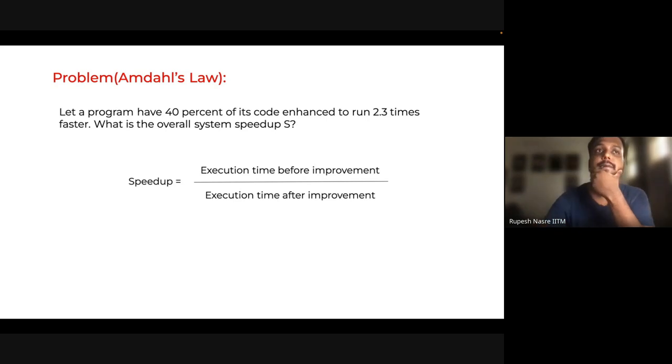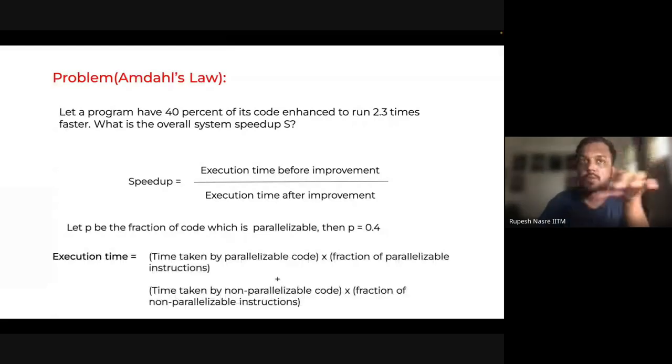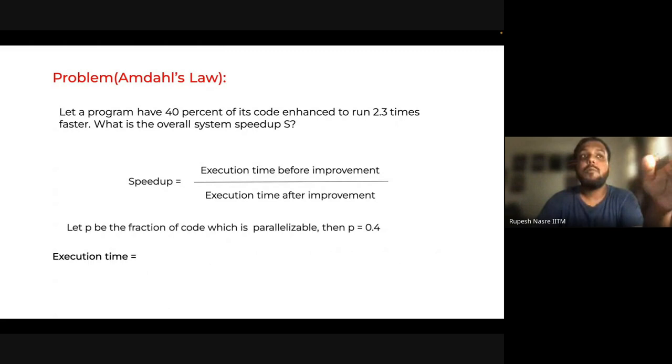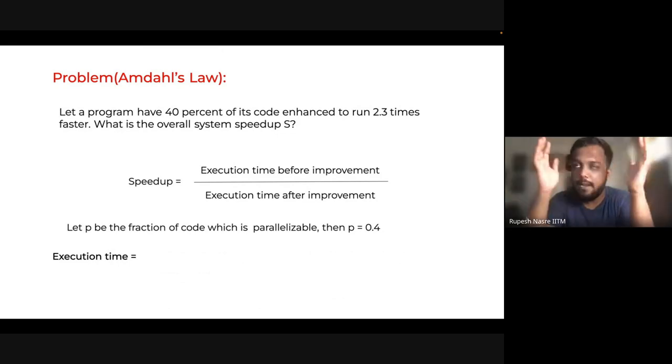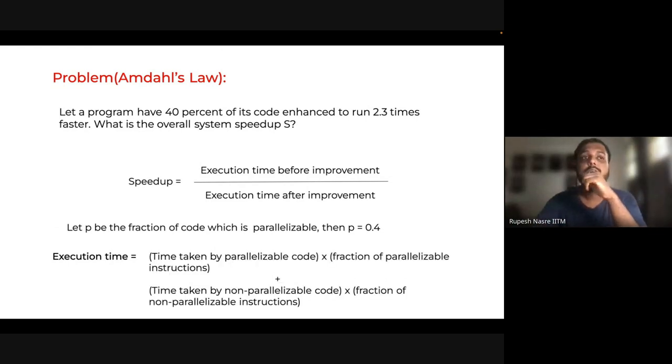Okay, so let me calculate it for you. Let P represent the fraction of the code which is parallelizable, which is 0.4 exactly. The execution time will be the time taken by parallelizable code into the fraction of parallelizable instructions, plus... I'm just talking about execution time, not before or after improvement. Just think that there is a program with two parts: one is a parallelizable part, one is a non-parallelizable part. So what is the time? Time taken by the parallelizable code times the fraction of parallelizable instructions, plus time taken by non-parallelizable code times the fraction of non-parallelizable instructions.